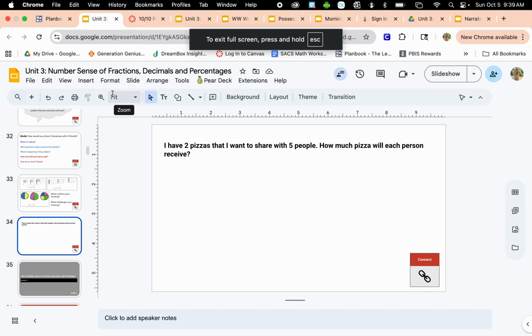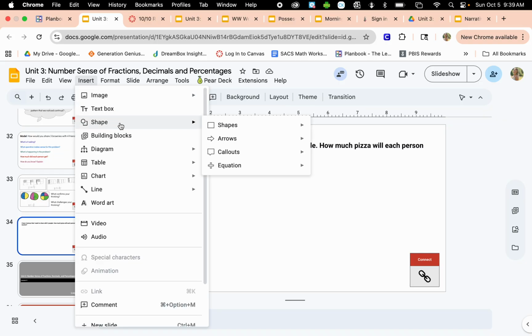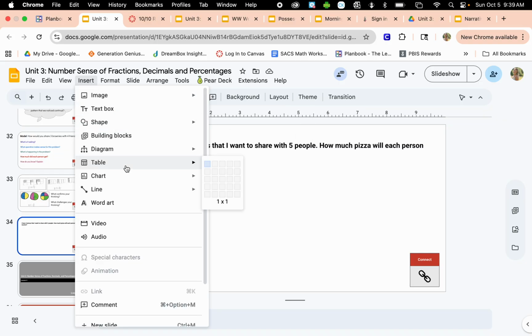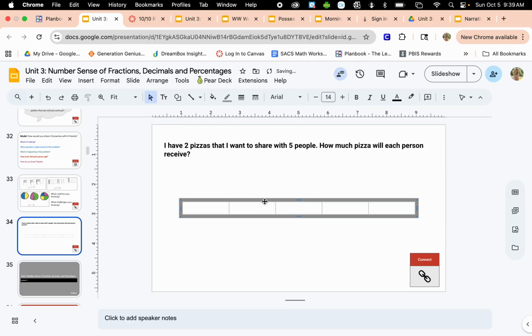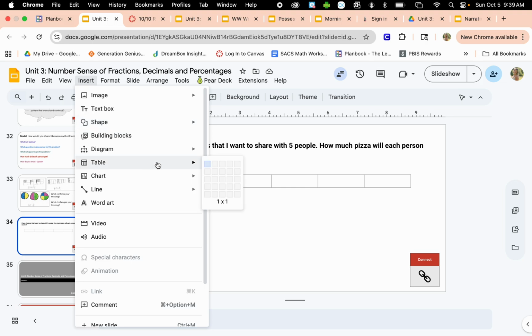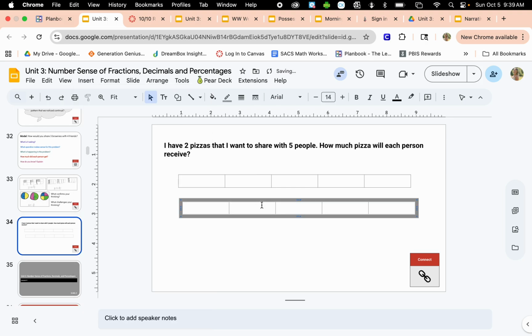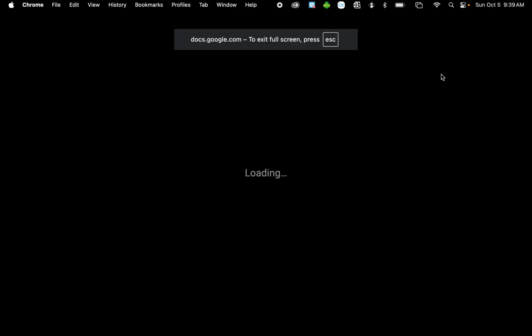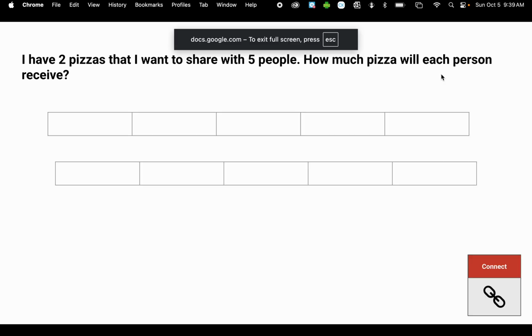Hopefully you've gotten a chance to think about how you would do this. I'm going to show you how I would create this, because this is going to be pizza 1. Notice I have 1 whole pizza split into 5 sections. I'm going to repeat that because I have 2 of them. So this here is going to show 2 pizzas split between 5 people.